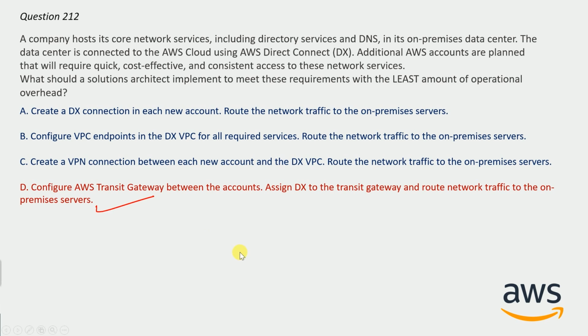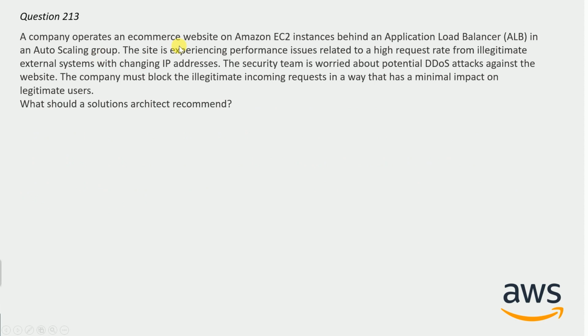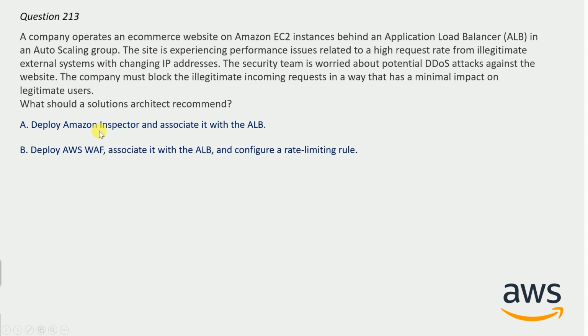And now question number 213. A company operates an e-commerce website on Amazon EC2 instances behind an application load balancer in an auto scaling group. The site is experiencing performance issues related to a high request rate from illegitimate external systems with changing IP addresses. The security team is worried about a potential DDoS attack against the website. The company must block the illegitimate incoming requests in a way that has minimal impact on the legitimate users. What should a solution architect recommend? And here are the options.